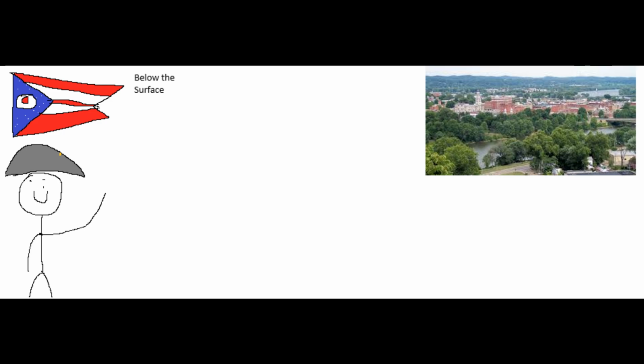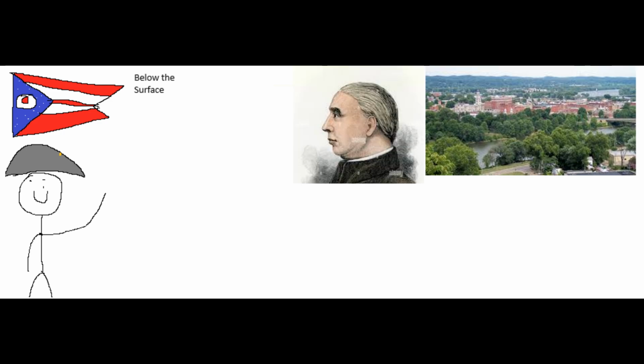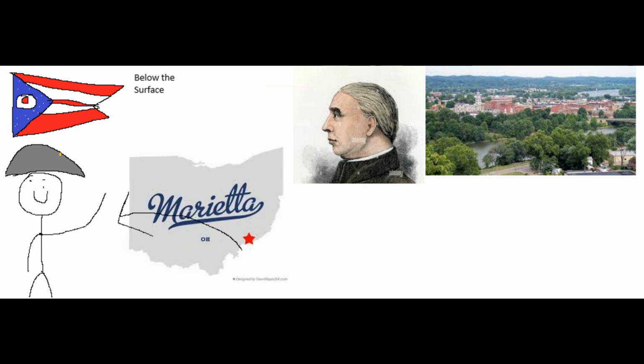Marietta, Ohio's first permanent settlement. Founded on April 7, 1788, pioneers were led by General Rufus Putnam, located at the Ohio and Muskingum Rivers. In honor of Marie Antoinette, it was the first permanent American settlement in the Northwest Territory, creating a gateway for the expansion west.